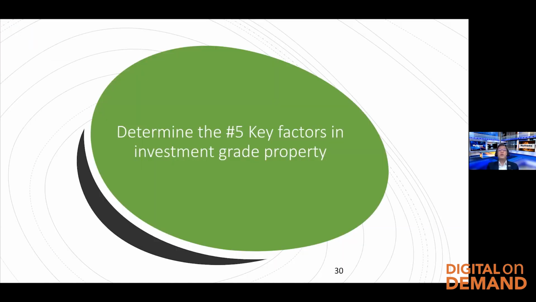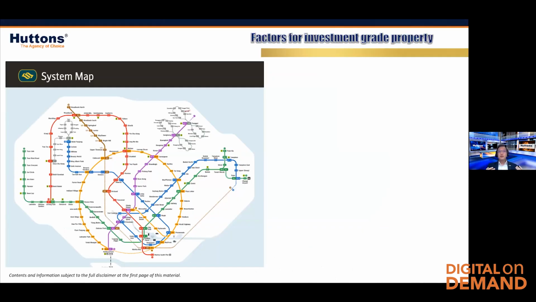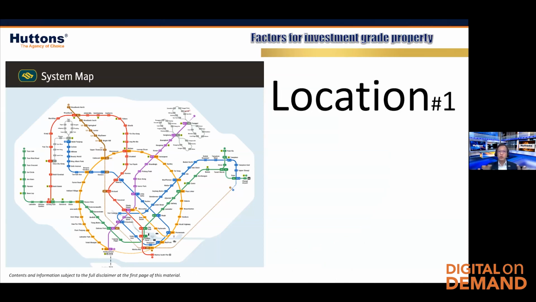All right, so I've covered with you all the various different asset classes, and right now I want to share with you how you determine the 5 key factors when you want to invest in a property. Number one, if you look at this screen over here, the first thing that we want to consider is truly location. You say, Darryl, I heard that many times.